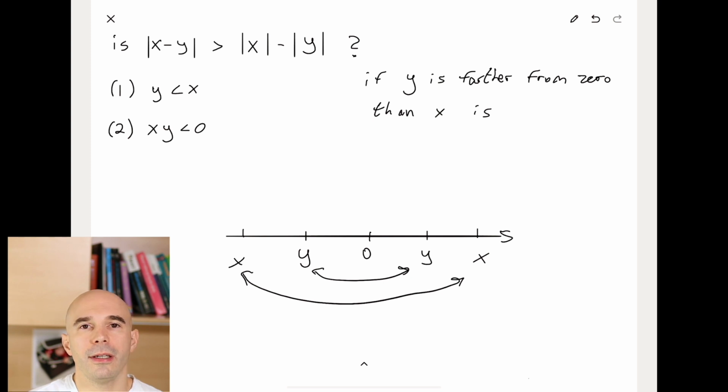Like for a given absolute value of x and a given absolute value of y, just as an example to make it less abstract, if I tell you absolute value of x is 3 and absolute value of y is 5, would putting them on opposite sides of 0 kind of maximize the possible distance between them? Yeah, they'd be 8 away from each other.